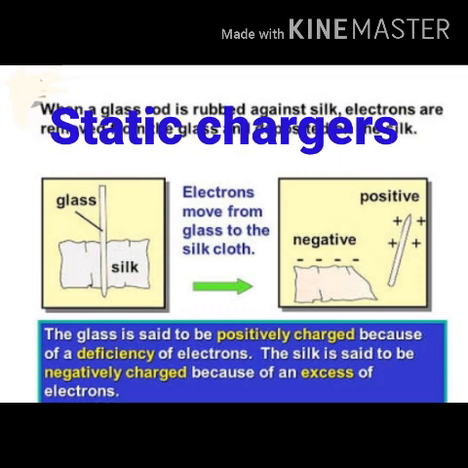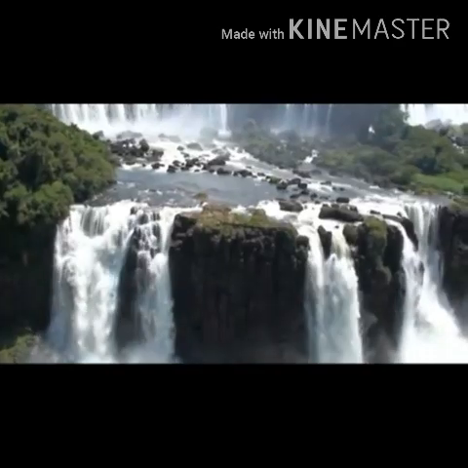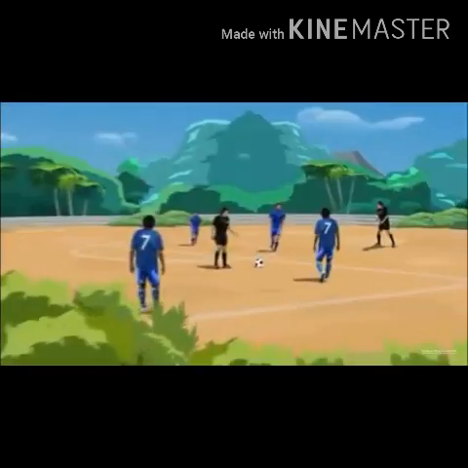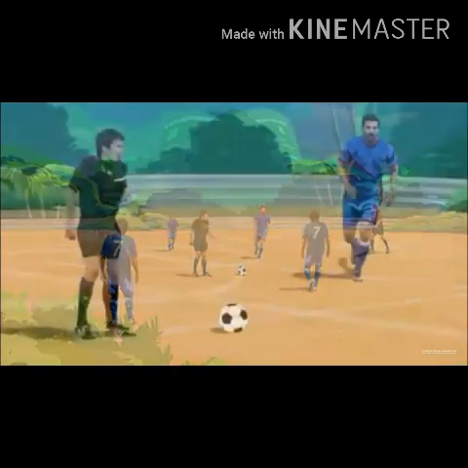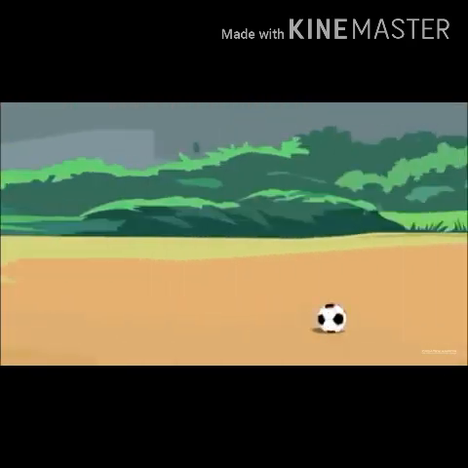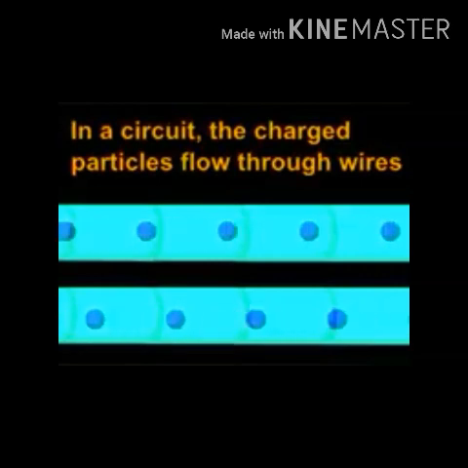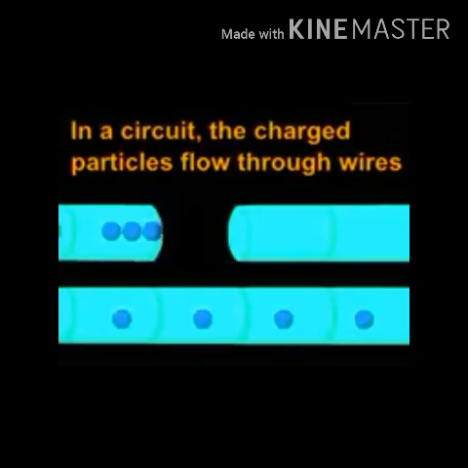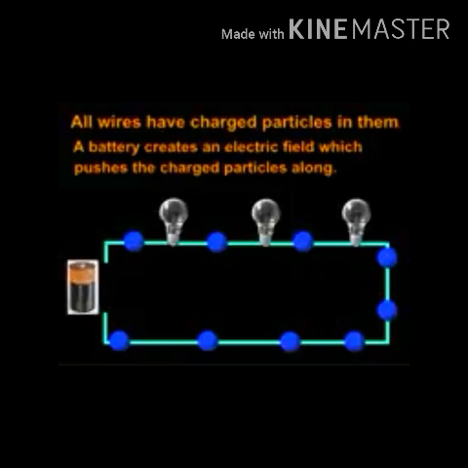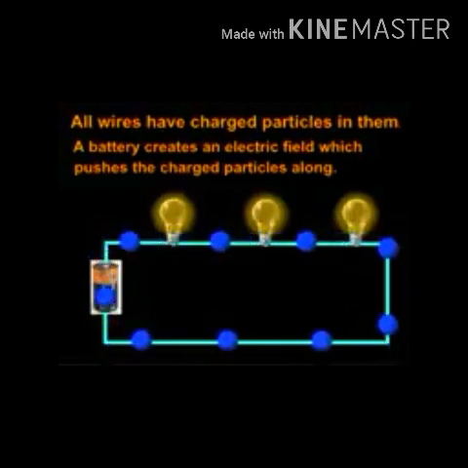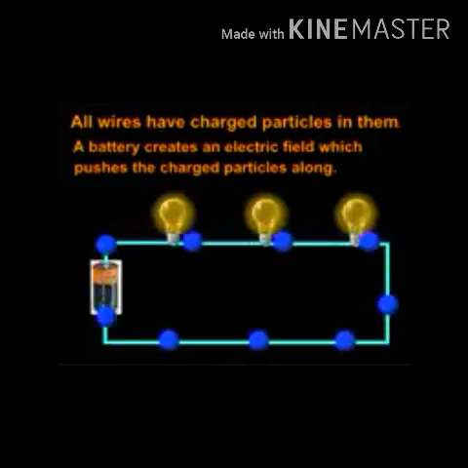Static means non-moving charges. Can this charge be made to flow like water flowing from a higher level to a lower level? You have learned that in order to move a stationary object, we have to apply force on it. In the same way, to move electric charge, we have to apply force on it. This force can be applied with the help of an electric cell. We get current electricity when the electrons in an object are made to flow.